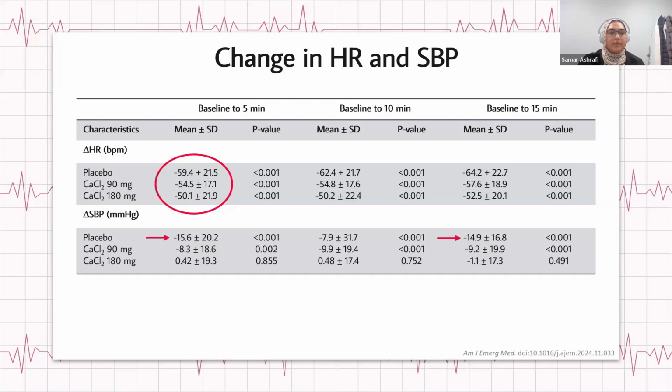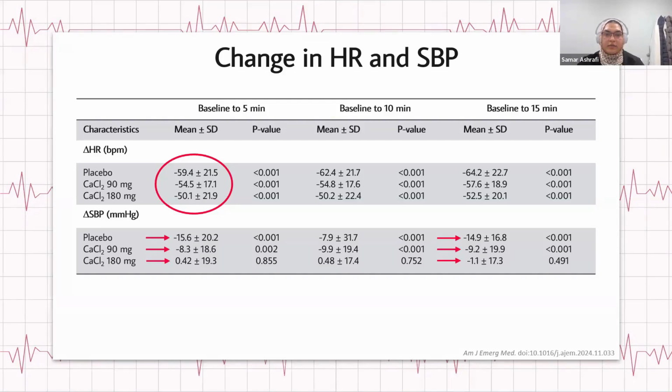And then if you look at the drop in systolic, the placebo group had a drop of about 15 millimeters of mercury that stayed consistent from the 5-minute to the 15-minute mark. And then calcium 90 milligrams had a drop of about 8 to 9 across the 15 minutes. And then 180 milligrams actually did not have any effect on systolics. And at the 15-minute mark, they dropped about 1.